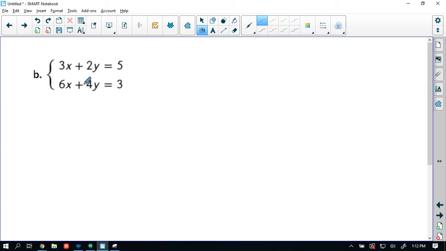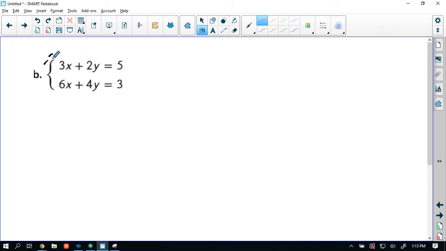And the way I'm going to choose that is, how can I get one coefficient to look like another coefficient with simple multiplication? So in this case, I can multiply 2 to 2 to get this 4. Or I can multiply 2 to 3 to get this 6. So let's see what happens. If I choose, I'm going to eliminate y.